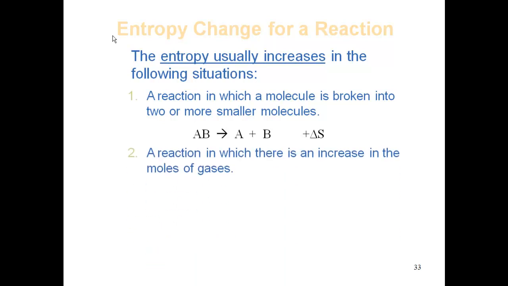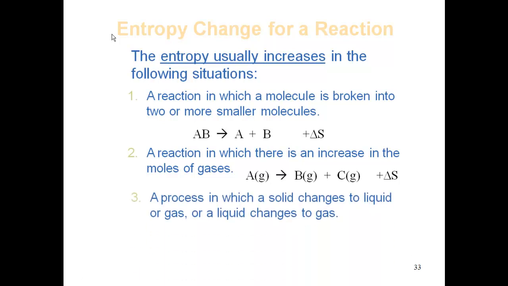If I have a reaction in which there is an increase in the moles of gas, I'm going from something that's ordered to less order, or more disorder. I'm increasing disorder in the system by doing so. Example, A gas going to B gas plus C gas. I'm introducing more gaseous molecules. That's going to be a positive delta S. A reaction with an increase in the number of moles of gas is also increasing disorder.